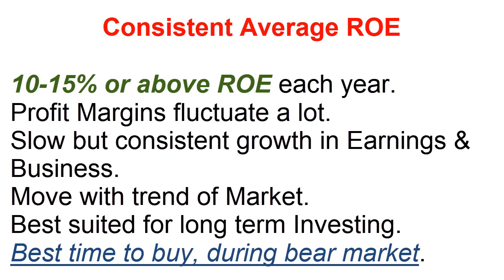Second on list are businesses with consistent average ROE. These kind of businesses show 10 to 15% or above ROE each year. Their profit margins might fluctuate a lot, but there is consistent growth in earnings and business. Their prices usually move with respect to what is current trend of market and industry. If market moves up, they move up. If market falls down, they fall down too. In bullish market, their PE is high. In bearish market, their PE goes low. Best time to buy stocks of such businesses is when they fall down with market, because in short term their prices may fall, but in long run they are destined to move up in price.